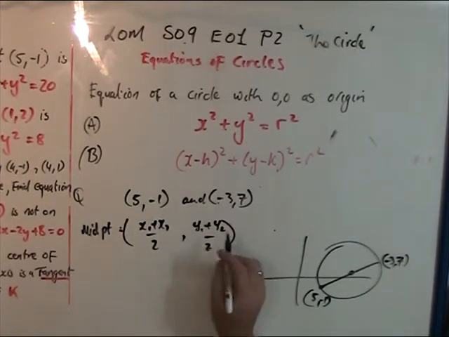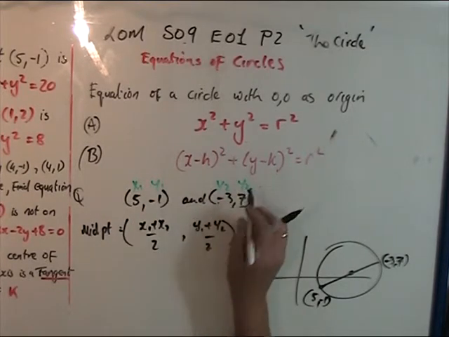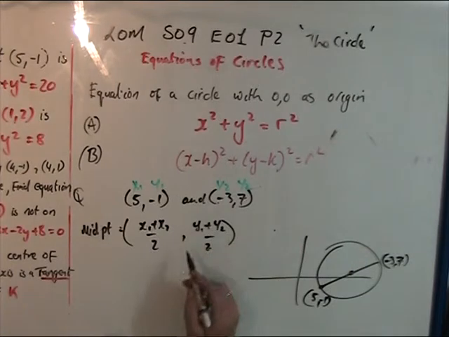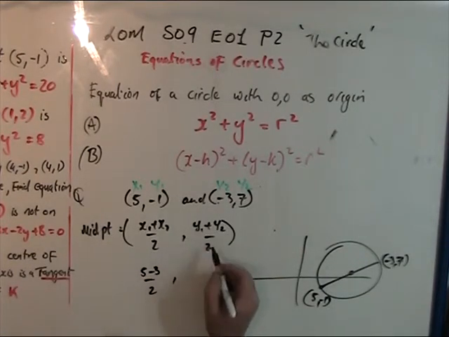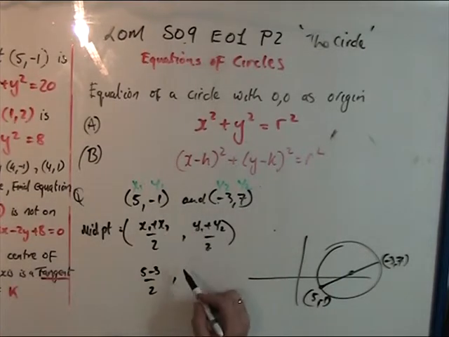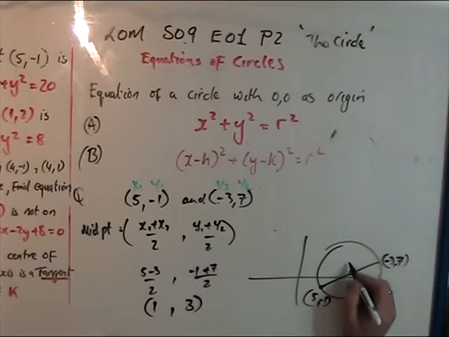And that's all you're doing. So you label your points again. You've got x1, y1, x2, y2. You put in your values: x1, x2. So it's 5 minus 3 all over 2. And it's y1, which is minus 1, plus y2, which is 7, all over 2. That's going to be 8 over 2... so 2 over 2, which is 1, and this is going to be 6 over 2, which is 3. So the midpoint of this line is (1, 3).